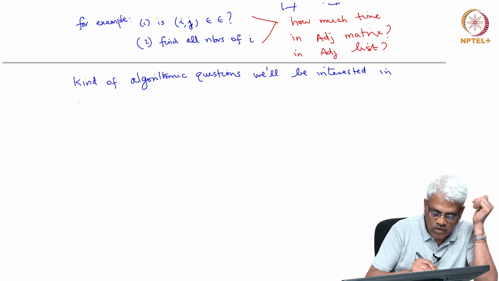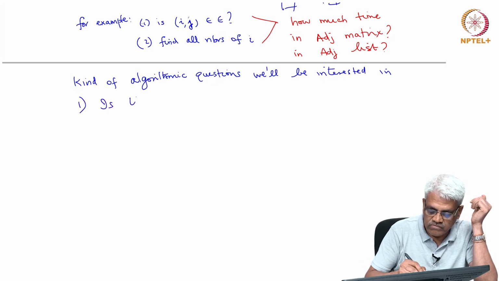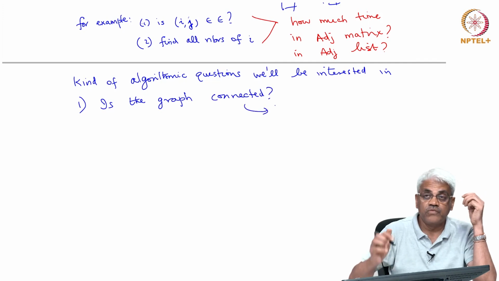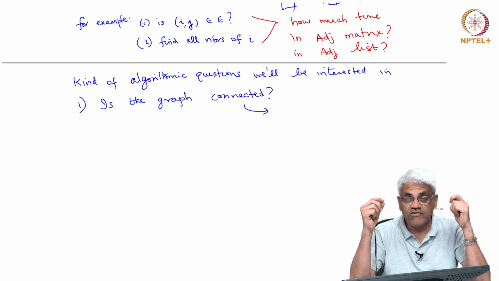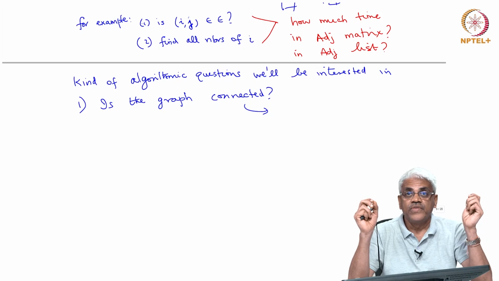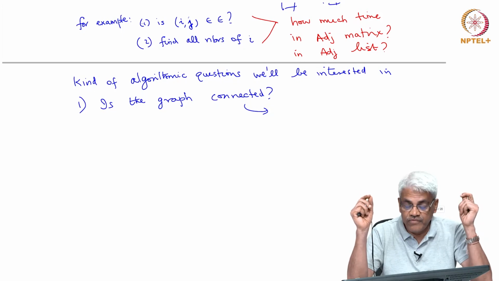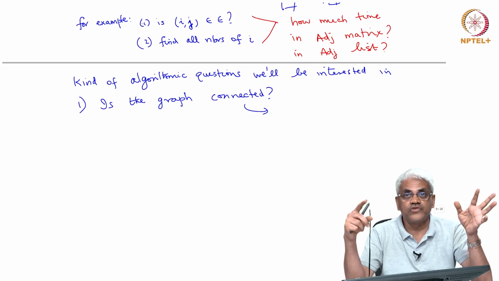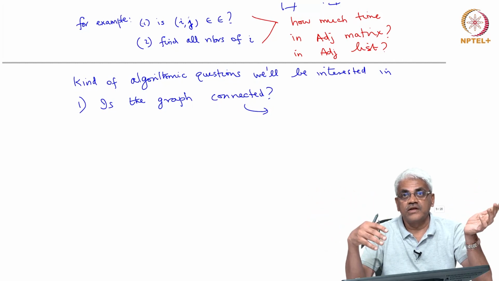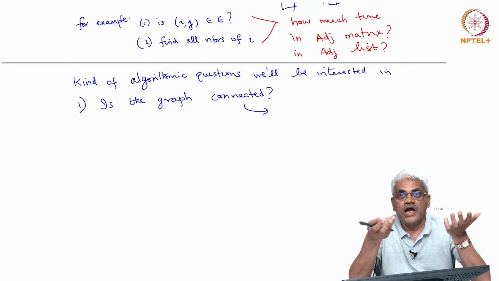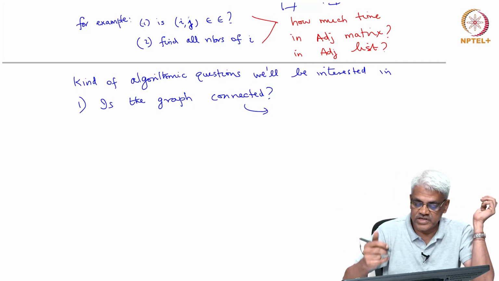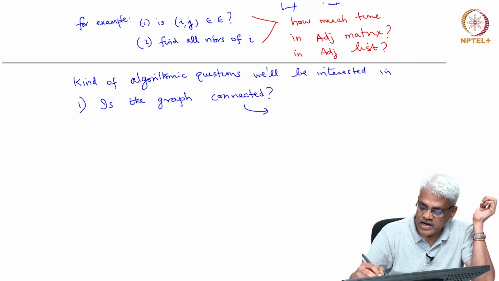Okay. Now, the kind of questions we'll be interested in on a graph, algorithmic questions, is: is the graph connected? What is a connected graph? Before you ask this, you should have a very well defined concept, a good definition for the problem, because if I am going to write an algorithm and a program to answer this question, I better be very clear about what the definition is, right?